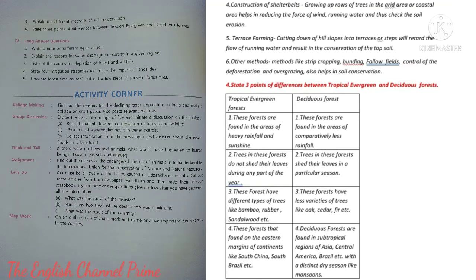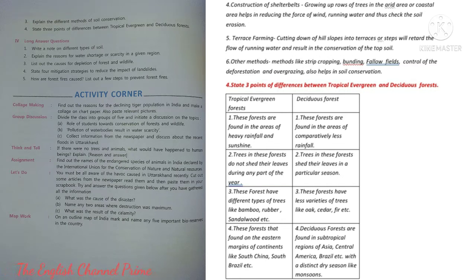Next, state 3 points of differences between tropical evergreen and deciduous forest. Write down the answer. Make two columns for tropical evergreen forest and deciduous forest. In the tropical evergreen forest, you can write the first point: these forests are found in the areas of heavy rainfall and sunshine. In the case of deciduous forest, you can write: these forests are found in the areas of comparatively less rainfall.